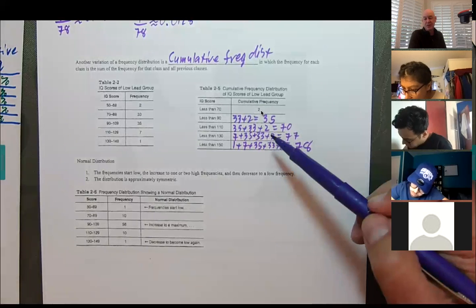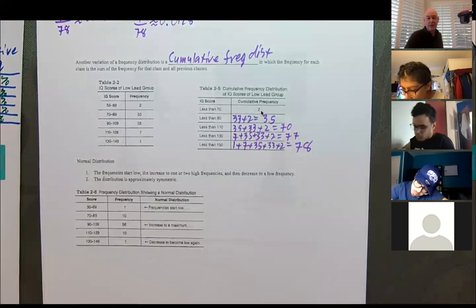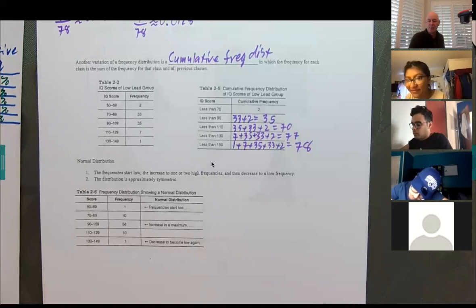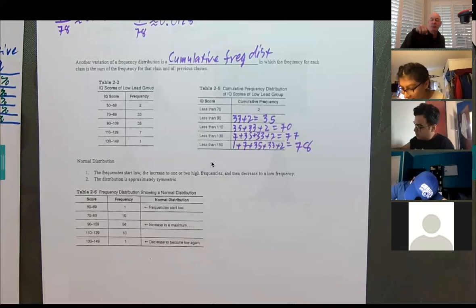The graph for this one is really cool. It has a cool name. It's called an ogive. You know, anything with the word jive in it has got to be cool. It's spelled with a G though. Ogive is what it looks like.